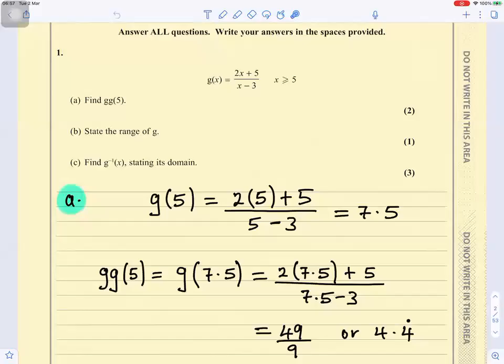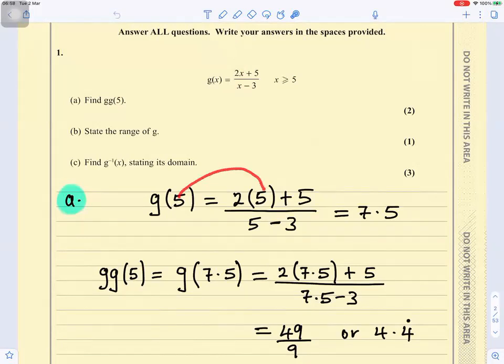Question number 1. Find g of 5. And part B, state the range of g. So for part A, we want to find g of 5. So we first of all do the one in front. The one in front is the one we do first. So we take this 5 and put it in there and put it in there.